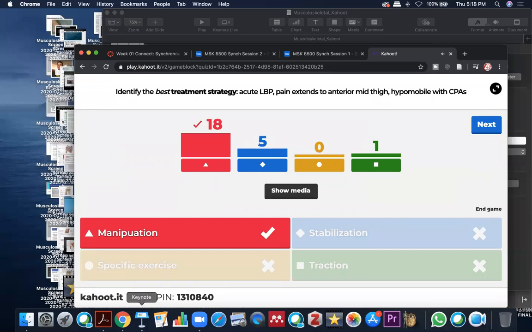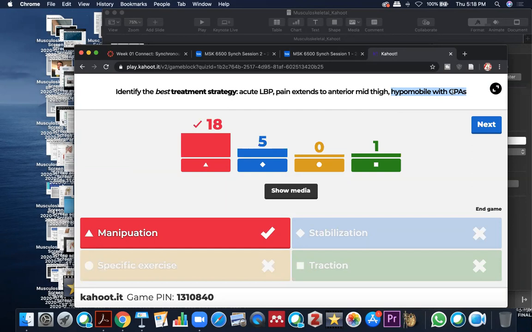Yeah, so this one is manipulation. I think the main thing for me, when I look at this stuff, that gives it away is the hypomobile with CPA. So remember, CPA was one technique. I think it's central posterior to anterior forces that you're putting on the lumbar spine. So the patient's lying prone, on their belly, and with whatever hand position, you're doing central posterior to anterior movements. There's also UPAs.